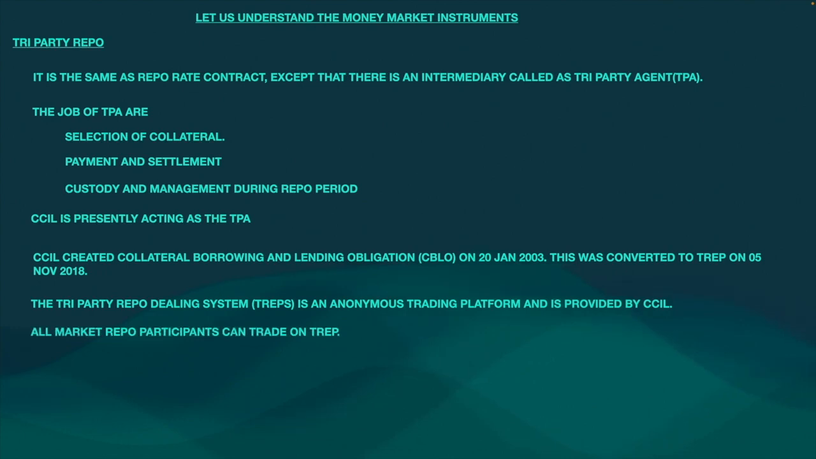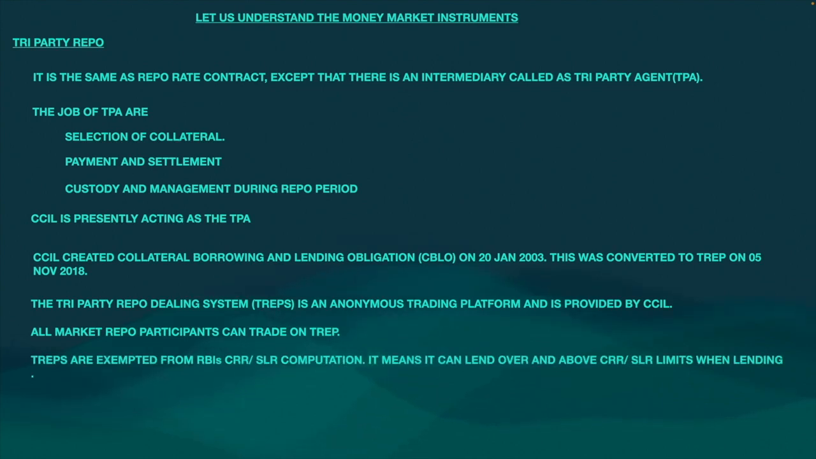All market repo participants can trade on this TREPS platform. Just the way retail traders can trade on Zerodha, they have another platform specially for the repo market participants. Zerodha, I'm just taking the name. It can be any other brokerage.